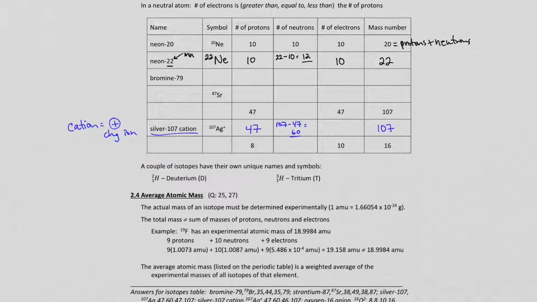If we have a negatively charged ion, and I'll just write it right here, we call it an anion. As a negatively charged ion, that means there are more electrons than protons, so there's more negative charge than there is positive charge, so the overall charge is negative. So if we have a +1 charge, that means we have one more proton than we have electrons. So under electrons, we can write 46.